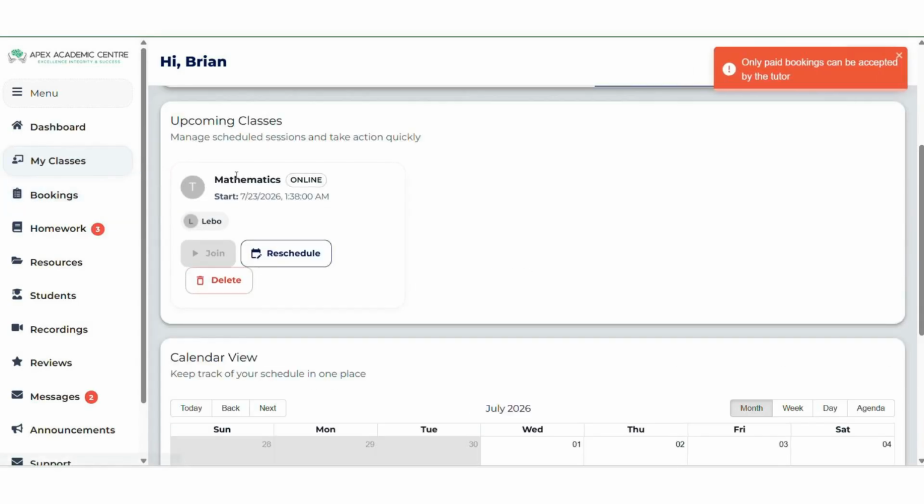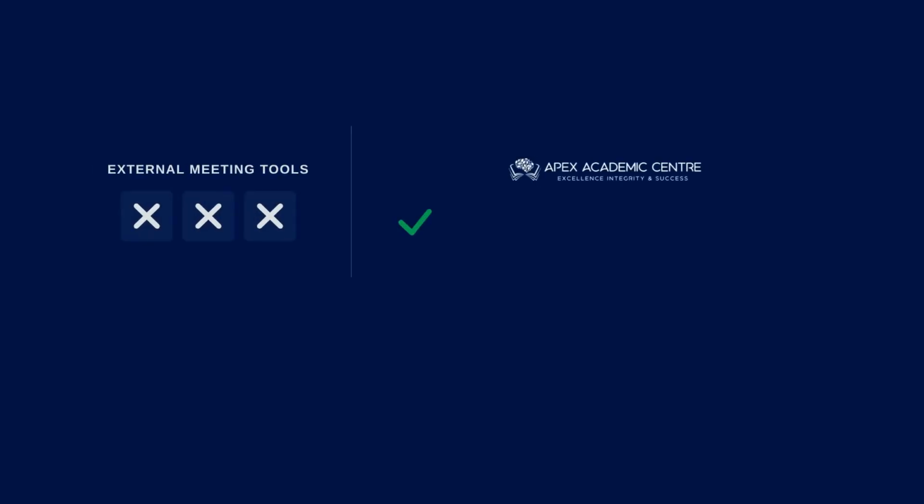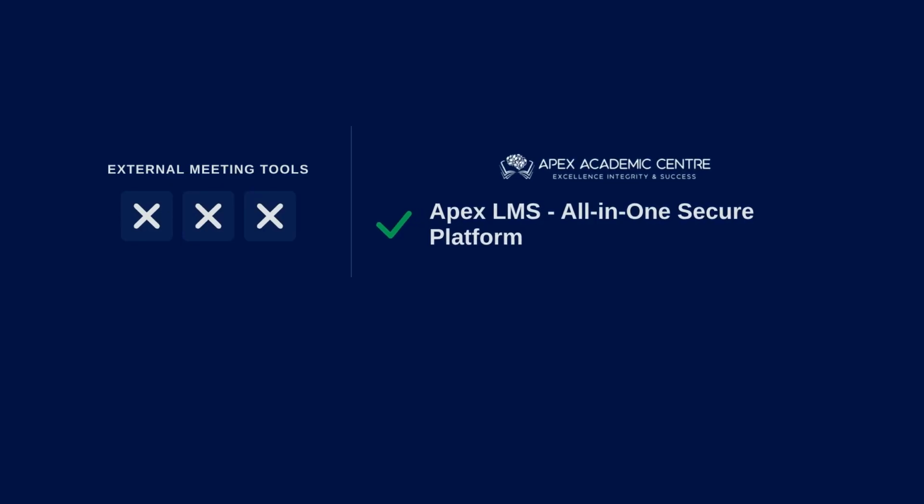When it's time for your lesson, simply click Join Lesson or Start Lesson. This will automatically open your online classroom. There is no need to create a separate Zoom, Google Meet, or Microsoft Teams meeting. Everything takes place securely inside the Apex Academic Center LMS.